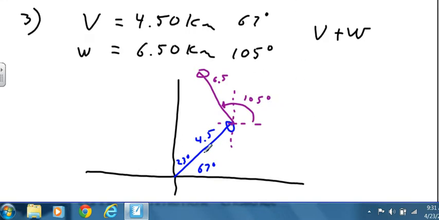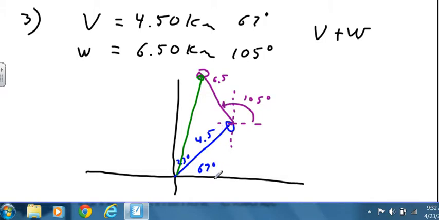And what am I looking for? I'm looking for that. So I have two sides and an included angle. I can use the law of cosines, but I don't know this angle yet. So I have to come up with this angle.